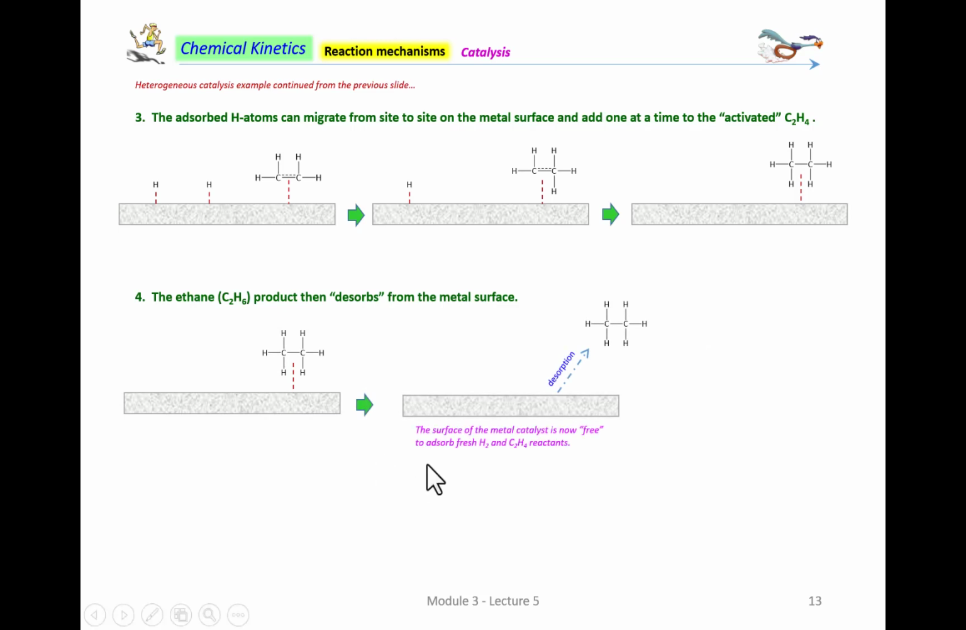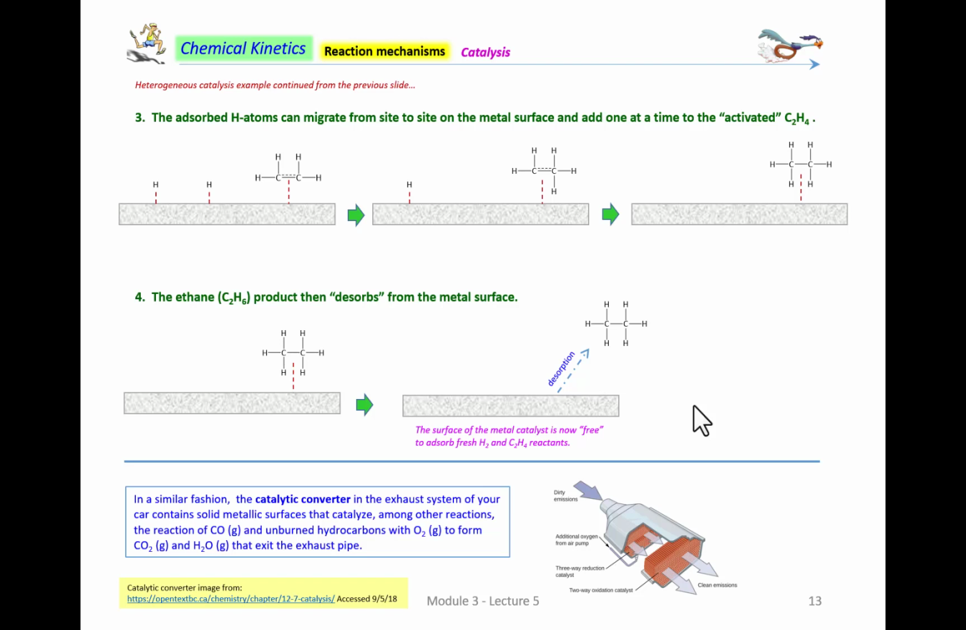And now the surface of the metal catalyst is free to absorb fresh hydrogen and ethylene reactants. Now, what we're saying is that this is our proposed mechanism for the catalyzed pathway, the lower activation energy pathway, for the conversion of hydrogen and ethylene to ethane, because in the presence of these catalysts, the reaction occurs much faster. So these metal catalyst surfaces, these heterogeneous catalysts, must be providing lower activation energy pathways for hydrogen and ethylene to form ethane.